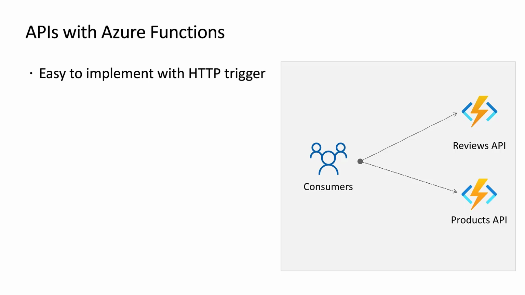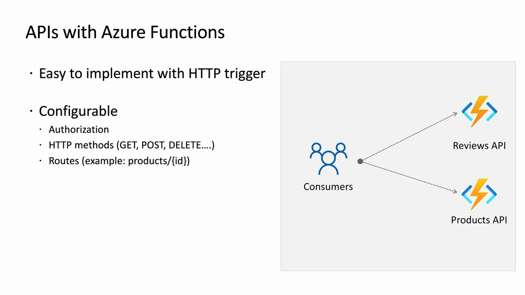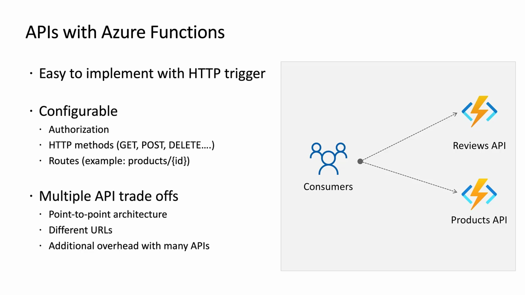In the previous demo, we saw that using an Azure function with an HTTP trigger is a great solution for APIs. We looked at 2 function apps written in different languages. The first API returned product reviews, and the second supported CRUD operations for products. The programming model allows us to configure the authorization level, HTTP methods, and even customize the routes to make the APIs appear more REST-friendly. When it comes to calling a single API from a consumer application, things are relatively easy.